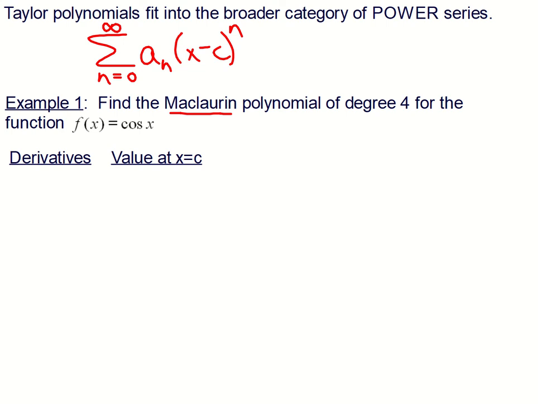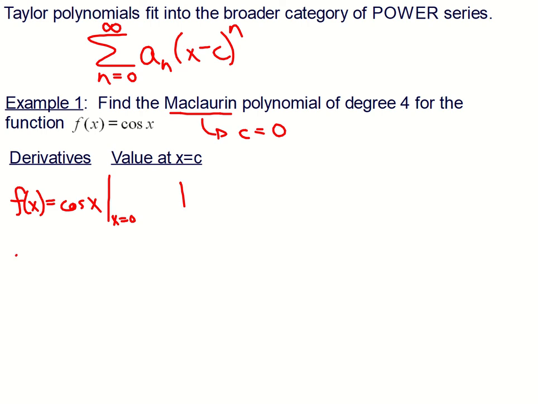So the function itself, f of x, would equal cosine x. The value at x equals c, well, it's a Maclaurin polynomial, so that means that c, the center, is 0. And so I can write the little line that means evaluated, and if I'm evaluating this at x equals 0, the cosine of 0 is 1.